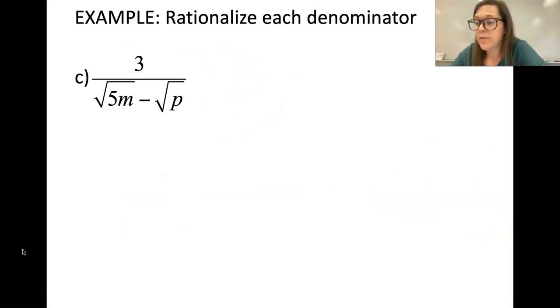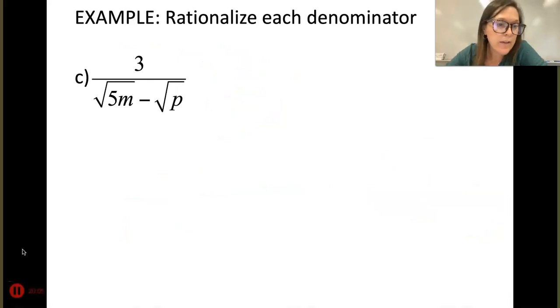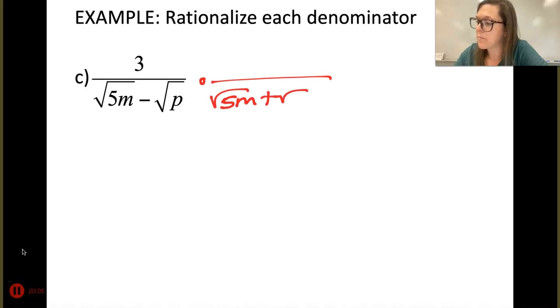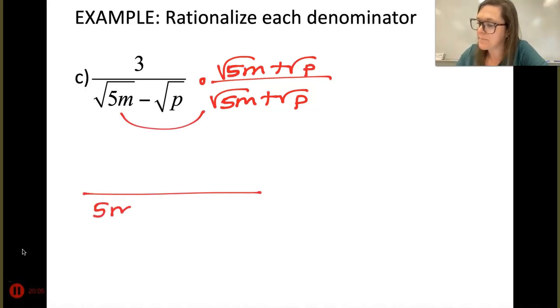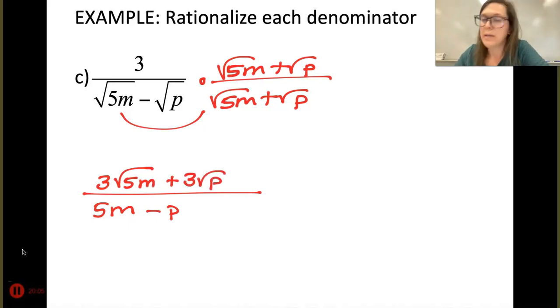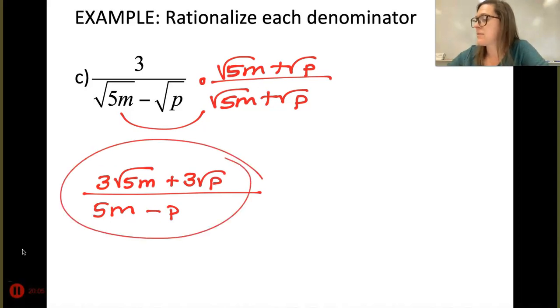Here we have 3 over the square root of 5m minus the square root of p. So again, my conjugate would be the square root of 5m plus the square root of p. What I do to the bottom, I must do to the top. So in my bottom, I'm going to get 5m minus p. In my top, I'm going to get 3 square roots of 5m plus 3 square roots of p. Can't simplify any of that, can't combine anything, so that's my answer.